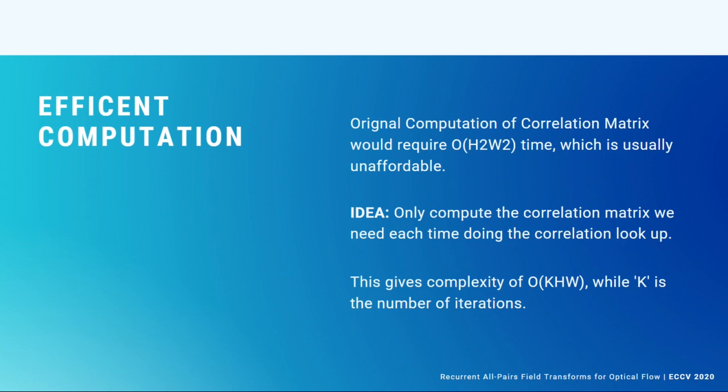So in efficient computation, original computation of correlational matrix is quite expensive, because we are operating on a relatively high resolution which is normally unaffordable. Coming to the simple idea, only compute the correlational matrix we need each time during the correlational lookup. This gives a complexity of order of K. K is known as the number of iterations.